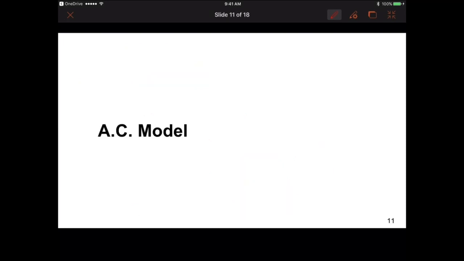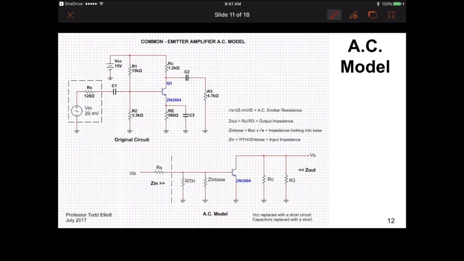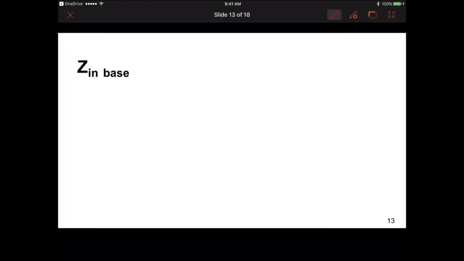Okay, the AC model. We replace each capacitor with a short circuit, because the capacitor value is selected such that its reactance over the frequency range of the amplifier is approximately 0. Short VCC to ground, and just redraw what you see. Take a picture of this because we're going to be needing it for the remainder of the presentation. Okay, here we go.